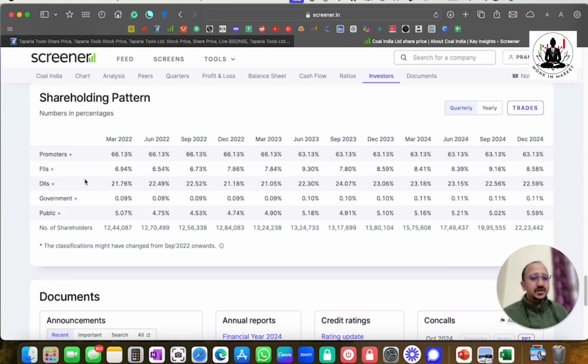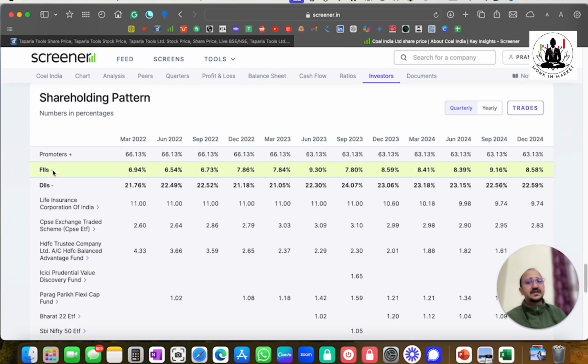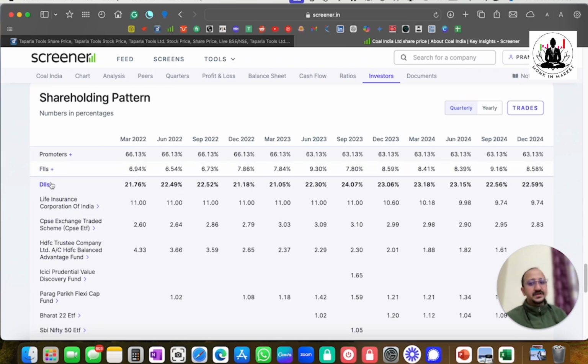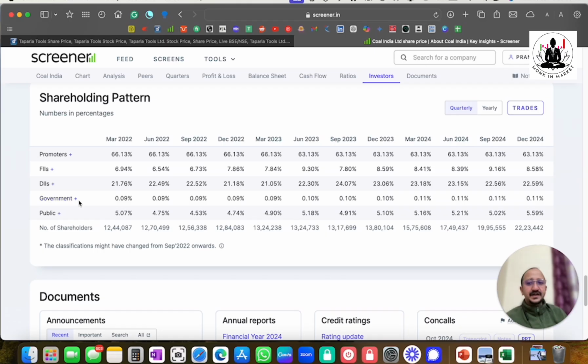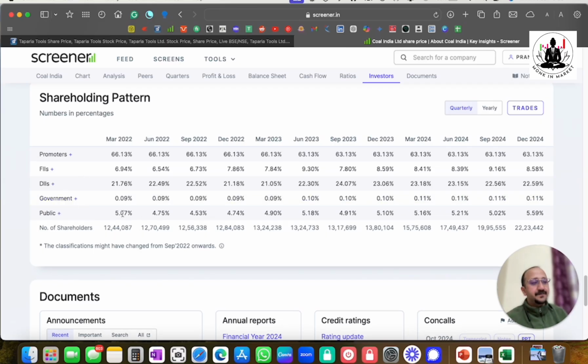DIIs, domestic institutional investors. Similarly, there are many companies who invest, these are domestic companies, Indian companies who invest in Indian companies, right? So it could be any company, like life insurance, LIC, HDFC, it could be AMCs, all the asset management companies can be part of this. I hope this is clear to everybody. Government is also part of that, guys. Government also buys shareholding. So there are many government organizations which invest in companies, right? And then public people like us, we also invest in companies basically.